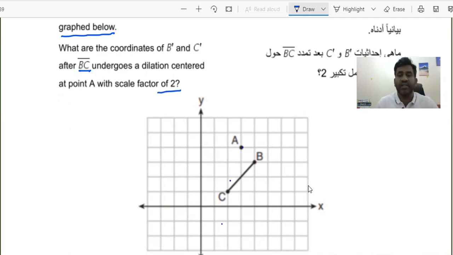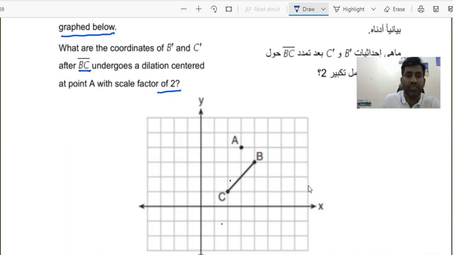As we know, a dilation is just multiplying with the scale factor. Multiplying with the scale factor, that is called the dilation. As I also explained in the last class, whatever the length is, if it gets dilated by 2, you just need to multiply it by 2. So that is the meaning. But the question here is a little tricky, a little different.